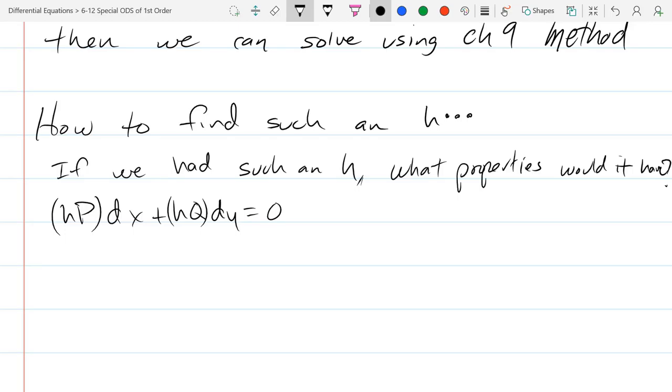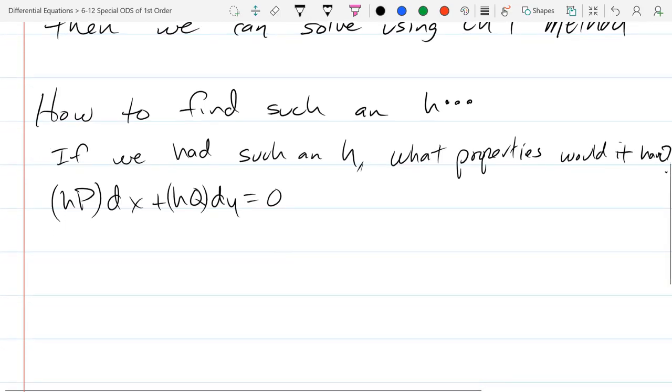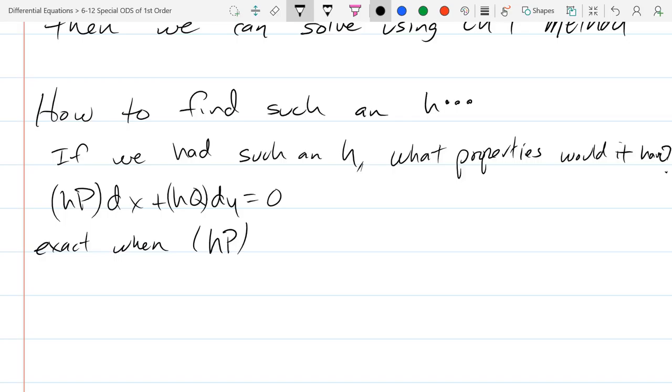Okay, how do we test for exactness? You have to see if the coefficients are equal to the partial derivatives. So you take the opposite partial derivative of the variable that it's next to. For the first function, we're going to take a y derivative, and for the second function, we're going to take an x derivative. So when the y derivative of hP equals the x derivative of hQ. This was the exactness test that we did last section, right there.